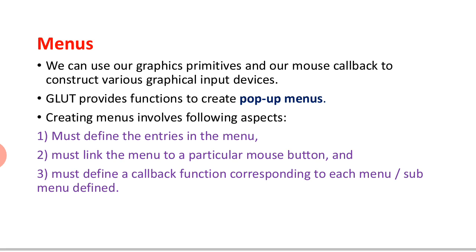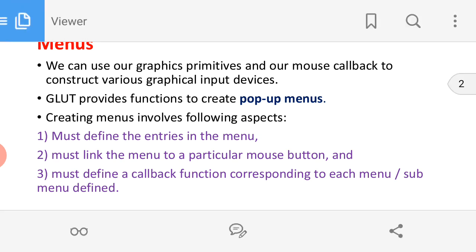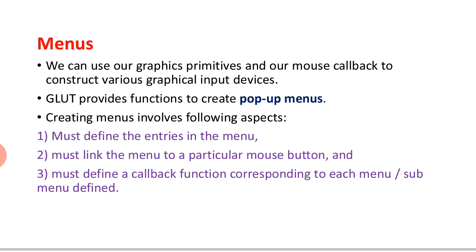The third one is that we must define a callback function corresponding to each menu or submenu. Whenever we create that menu using the OpenGL function, it will come with a callback function, and in that callback function we need to define the actual logic with which my menu options are going to work. Whenever I click on any of the options, what action needs to be taken in my program? That logic has to be written in the callback function that we need to define separately.